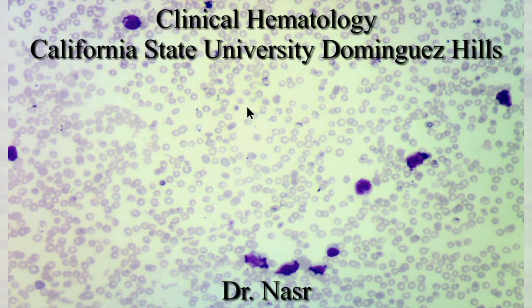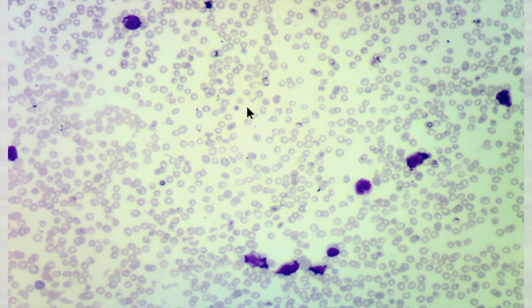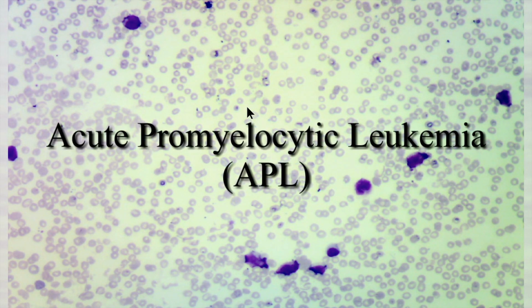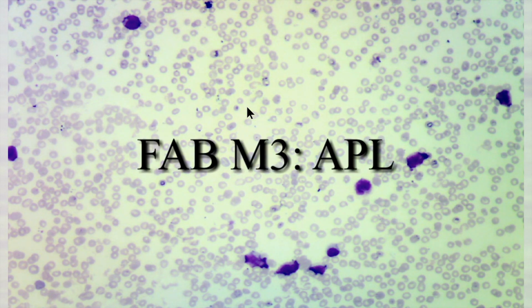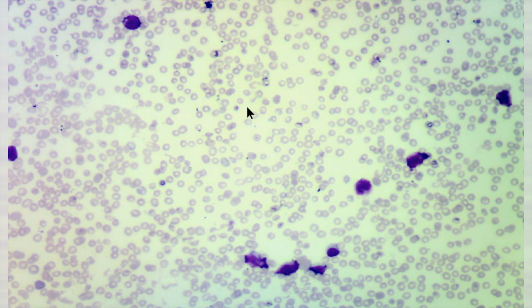Hello everyone, this is Dr. Nasser, and in this smear I would like to tell you about acute promyelocytic leukemia, also known as APL. Based on FAB categorization, APL is identified as M3, and this is the low magnification.